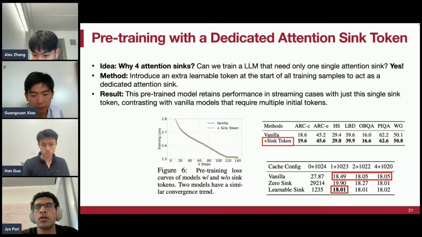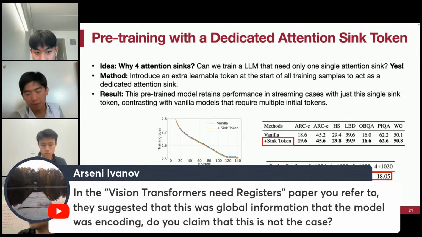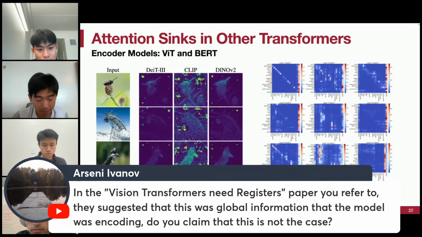And the last question was by Arseny. He asks, if you go back to the vision transformers example, in the "Vision Transformers Need Registers" paper you referred to, they suggested that this was global information that the model was encoding. So are you suggesting that this is not the case?